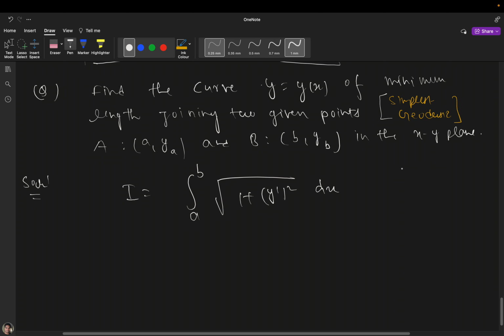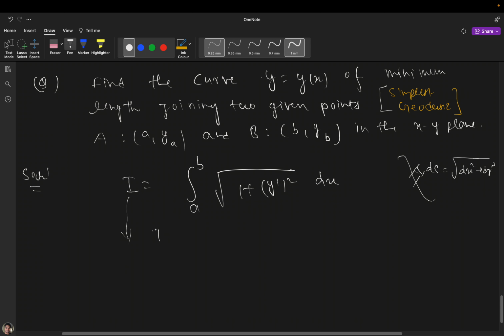What will be the distance if you take this small element? That element will be ds, and ds will be simply square root of dx square plus dy square. If you take dx as common, it will become this. So what we have to do? We have to minimize I. That is the problem, to minimize I.